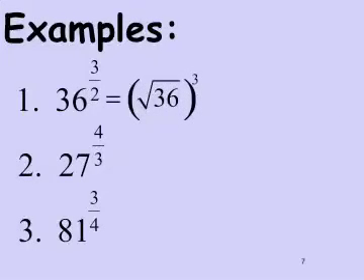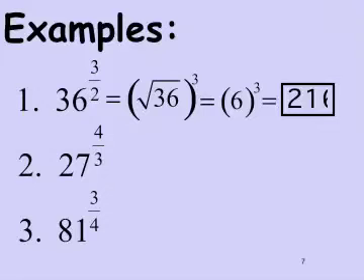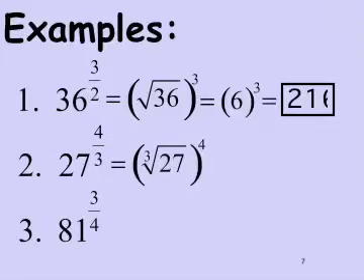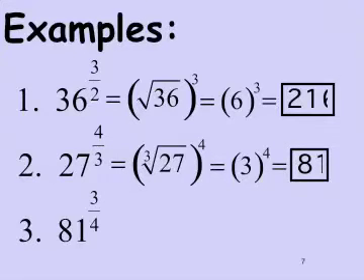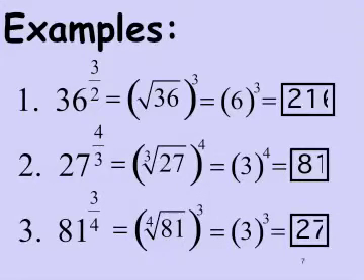In the first one, it is easier to take the square root of 36 first and then cube it. And that's 216. It's been cut off a little bit. And then in number 2, in this particular case, it's easier to take the cube root of 27 first and then raise it to the 4th power. And this is 81. And in the next one, we'll take the 4th root of 81 and then cube it. And our answer is 27.